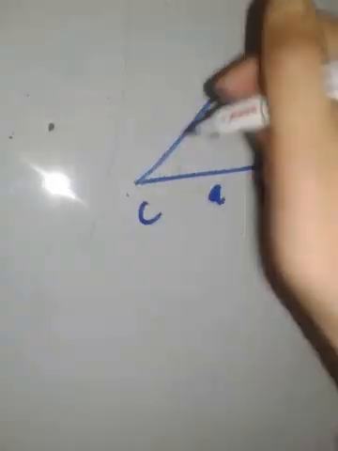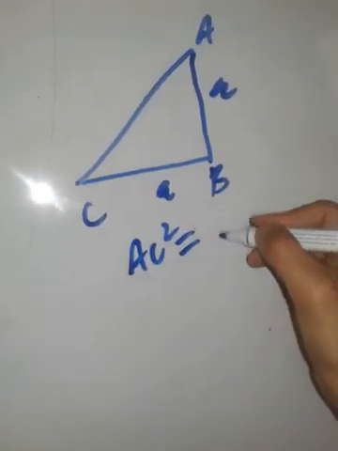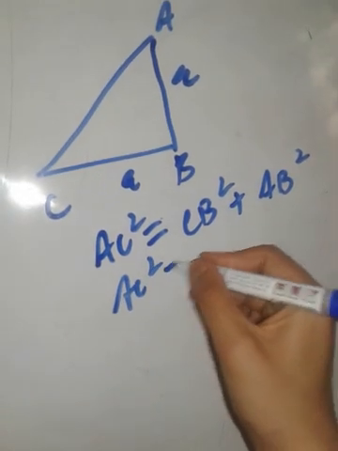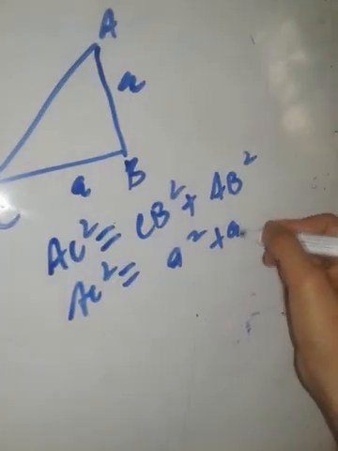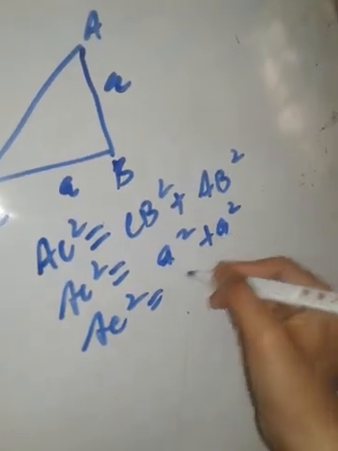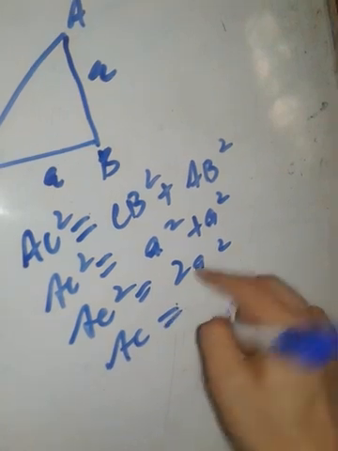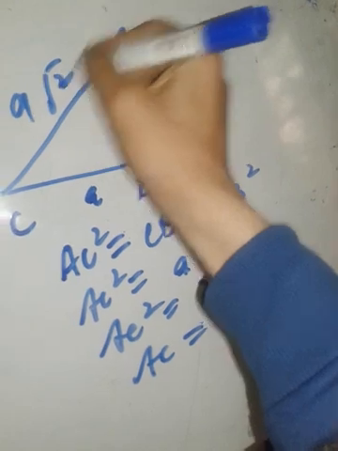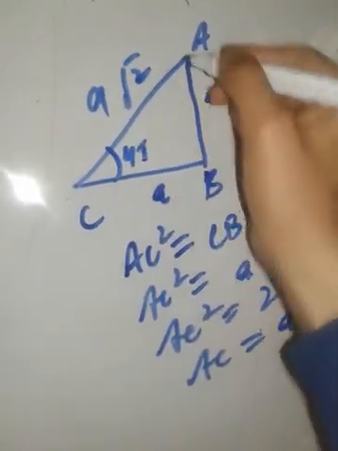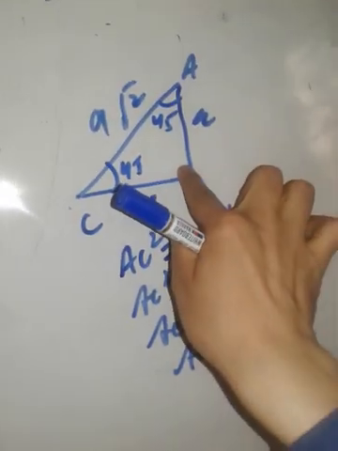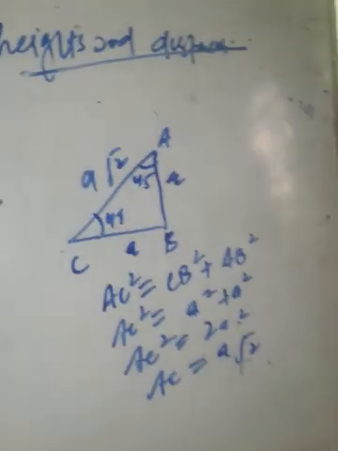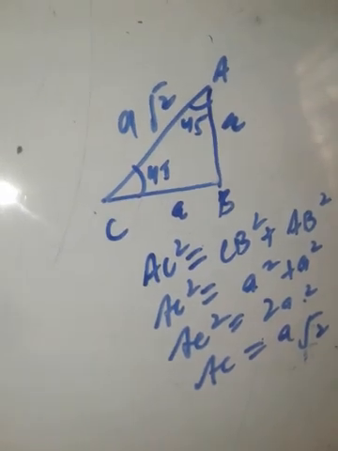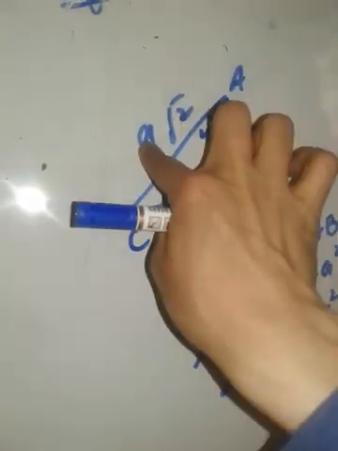Now suppose we need to find AC. Square it and use PGT. AC square is CB square plus AB square. So AC square is A square plus A square, which is 2A square. AC is equal to the root of 2A square, which is A root 2. So here this is 45, as this is an isosceles right triangle. This will be 90, and these will be 45 and 45, because two sides are equal, so their opposite angles are always equal. So if you are given any side of the triangle, your hypotenuse will be A root 2.